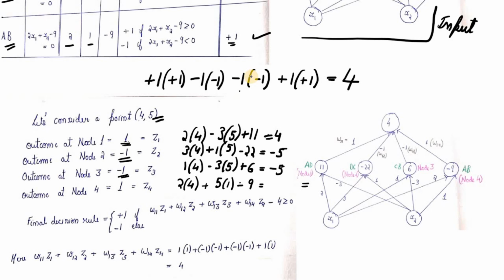So 8 plus 5 is 13, minus 9 is 4, which is positive. So the outcome at node 4 is going to be positive. Now we try to find out the outcome going to the output layer. So this is the output node, and this is the decision rule at the output node.